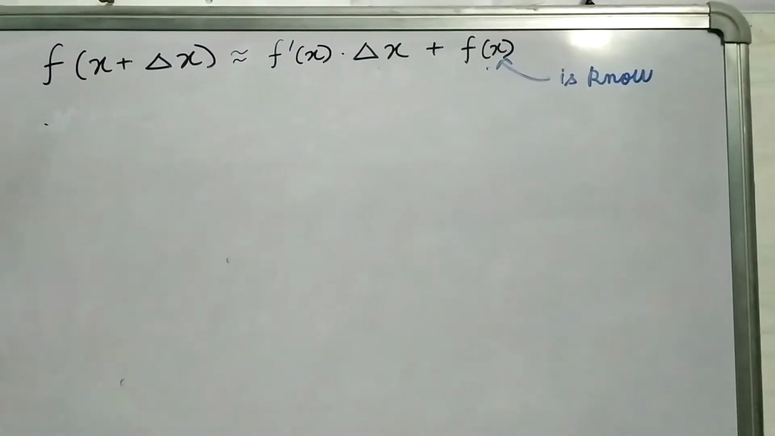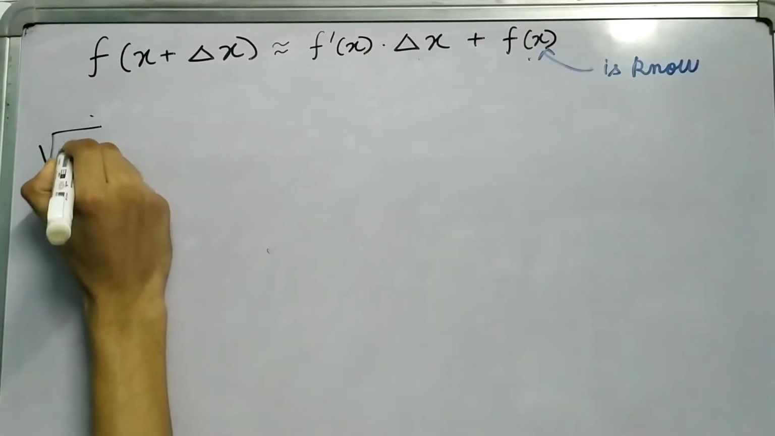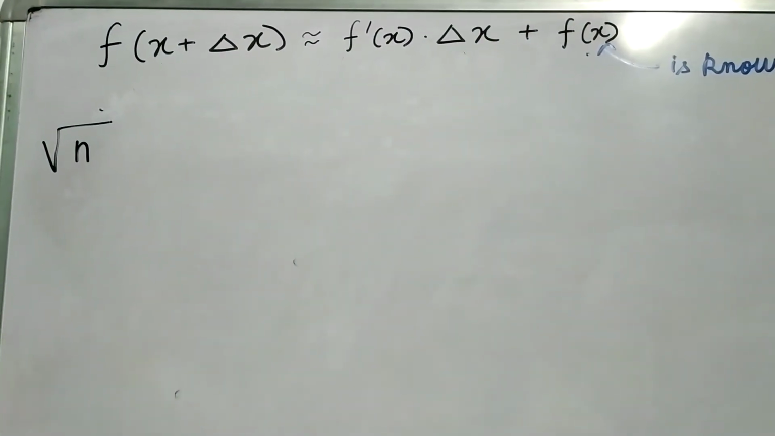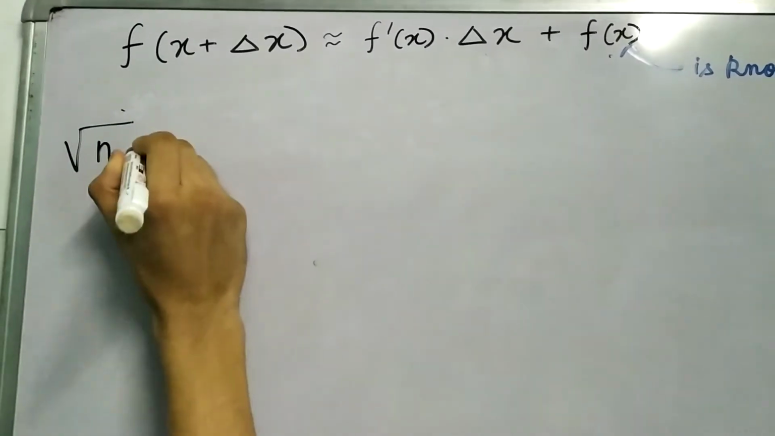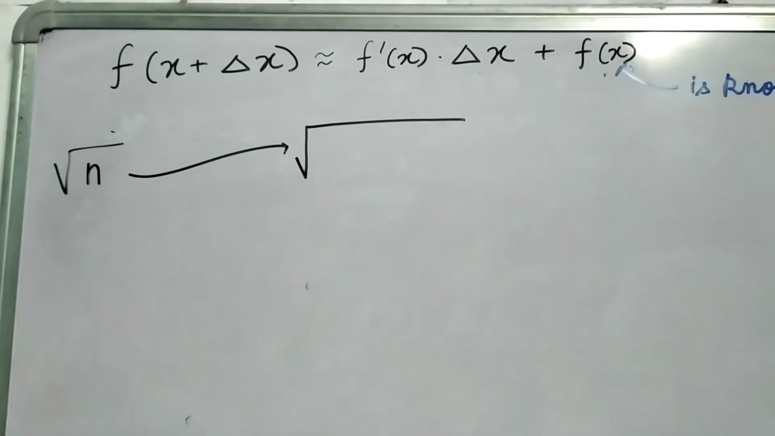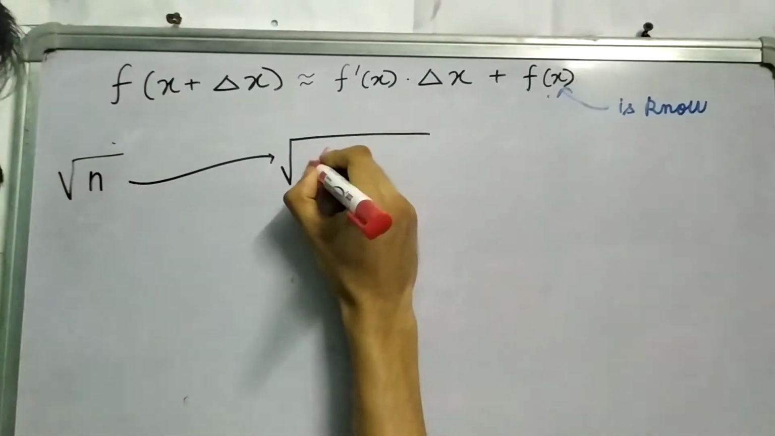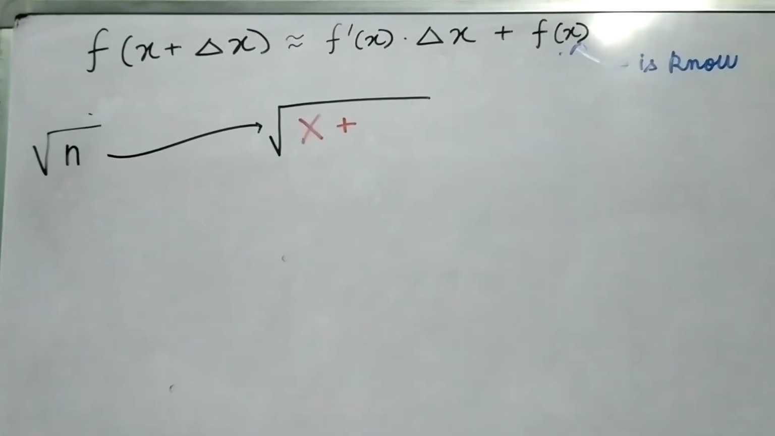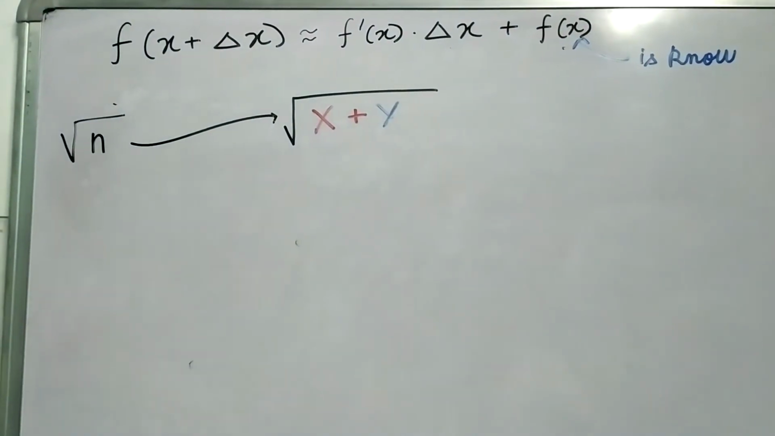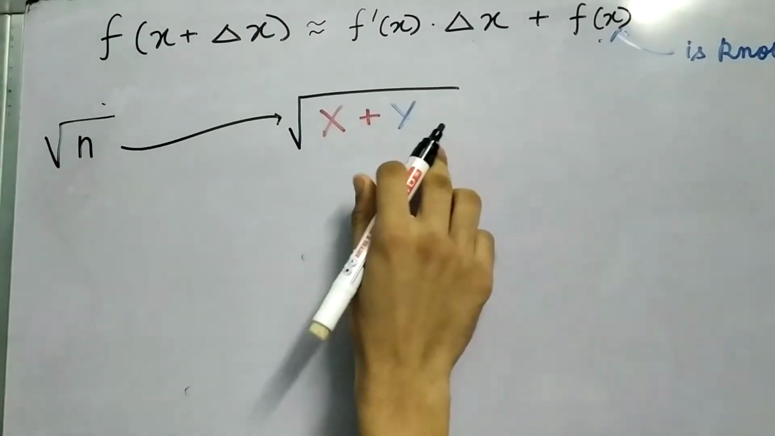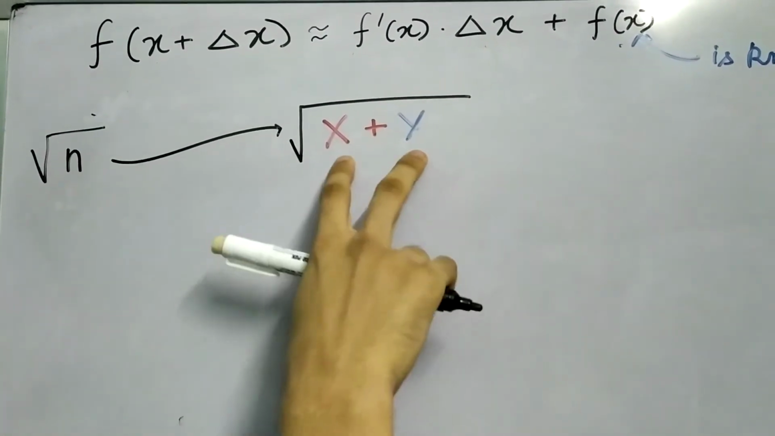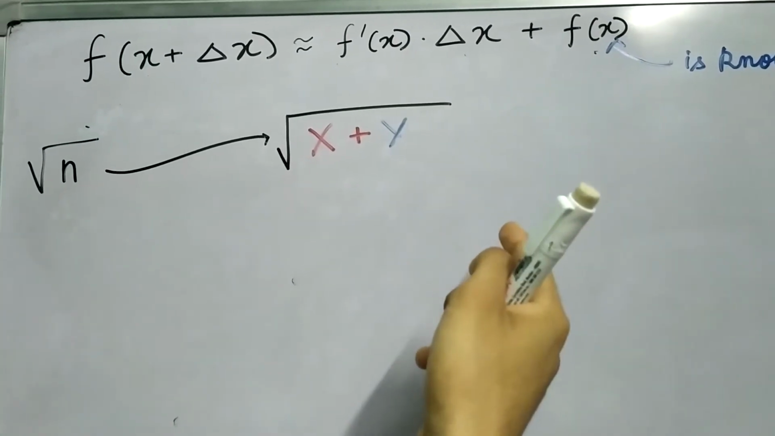Okay, so say you want to find out the square root of any number, say n. Of course it has to be positive. Now the trick is to break this number n into two parts, so you can write it as x plus y, where one of them, x or y, is a perfect square, or you know the roots of at least one of them.